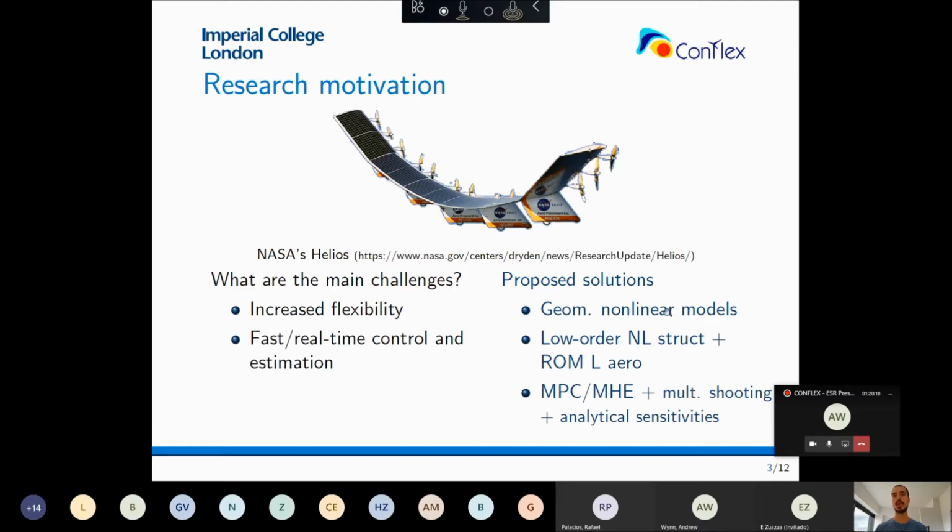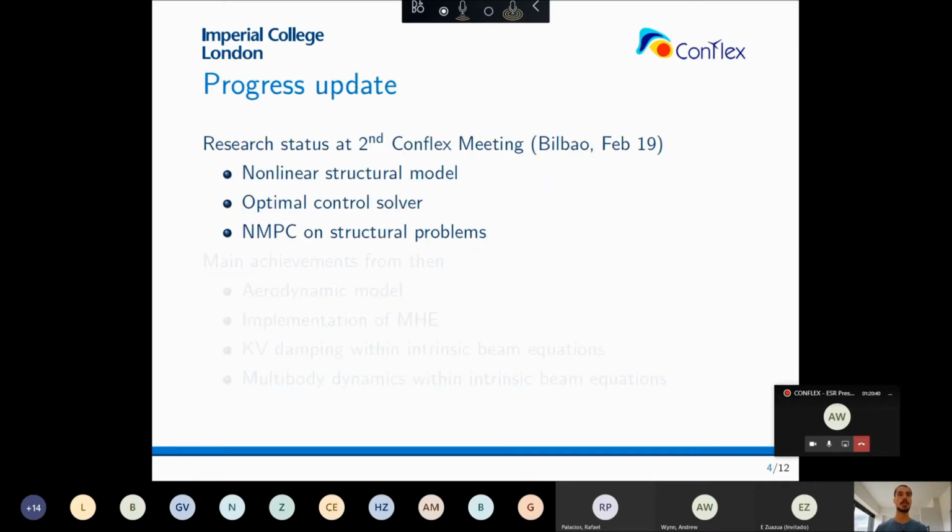So for that, we rely on low-order nonlinear structural models, which we will couple with reduced-order models of linear aerodynamics. For the control and estimation purposes, we will use model predictive control, which we will couple as well with a moving horizon estimator. This is just a brief recap of what I presented back in the last ConFlex meeting in Bilbao. There I showed how we developed our structural model and how we constructed our optimal control solver, which we then used to underpin this model predictive control to solve mainly structural problems.